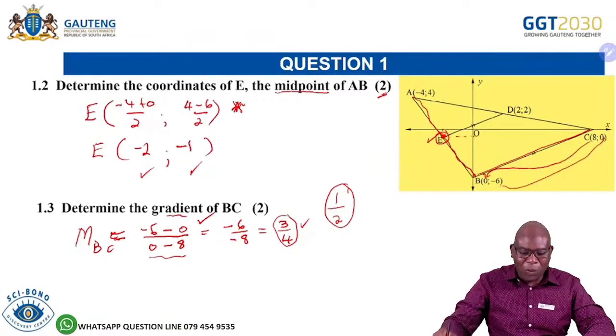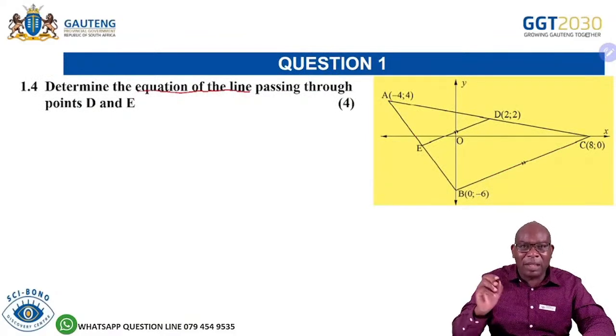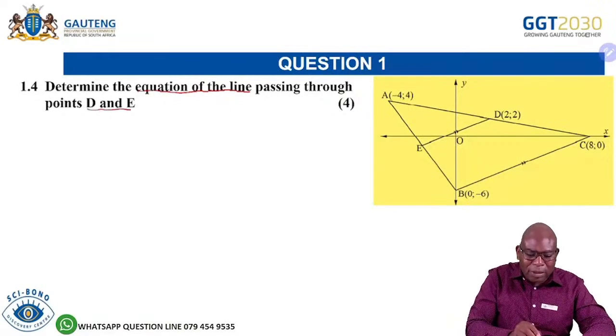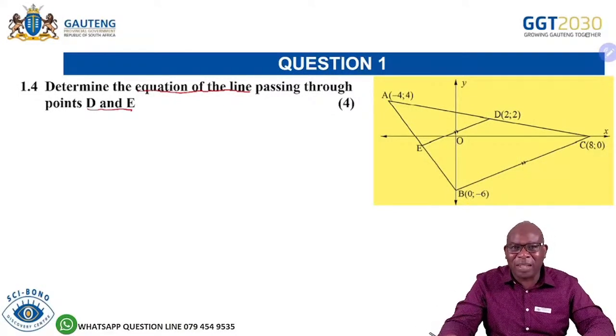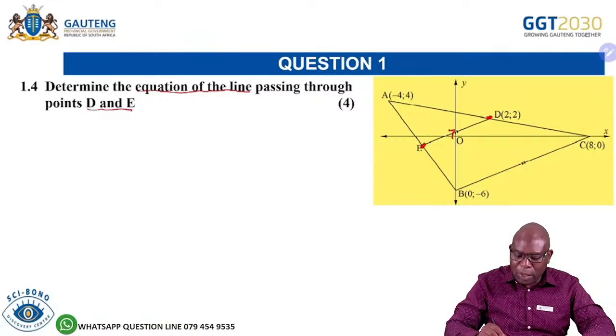1.4 says now we need to find the equation of the line. Can you see? The exam guideline has said you must get the equation of the line between the 2 points. So these are questions that are always there. The equation of the line through point D and E. But what do I know there? That line is parallel to that.